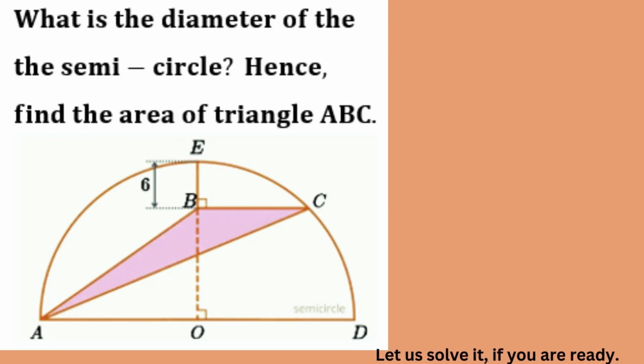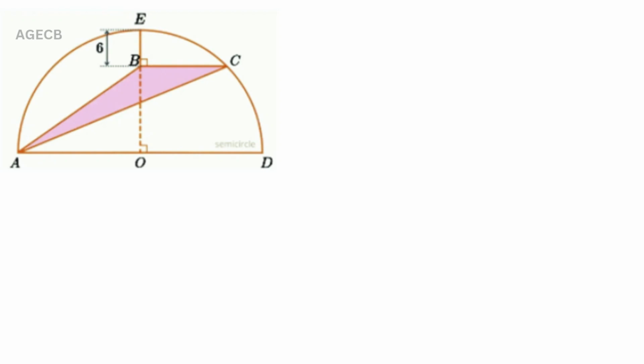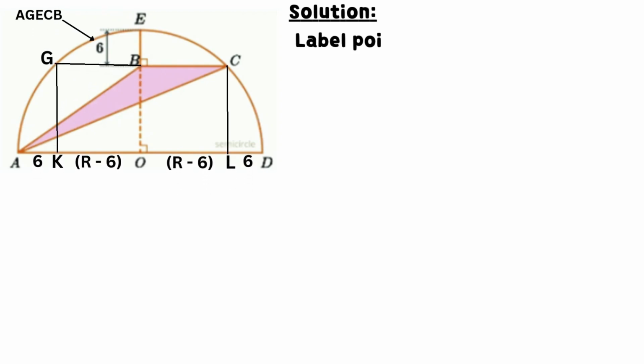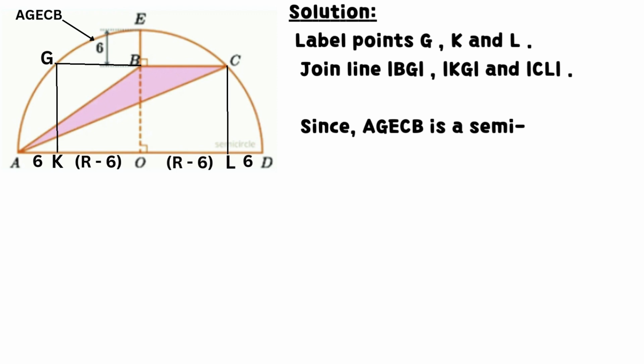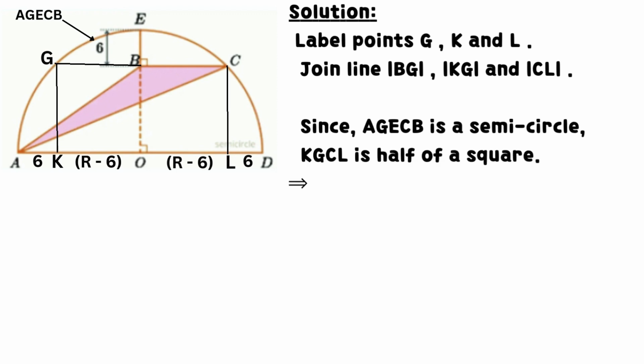Find the area of the triangle ABC. Label points G, K, and L. Join line BG, line KB, and line CL.